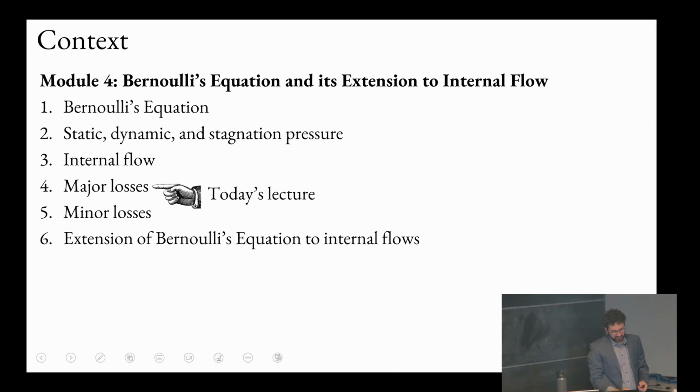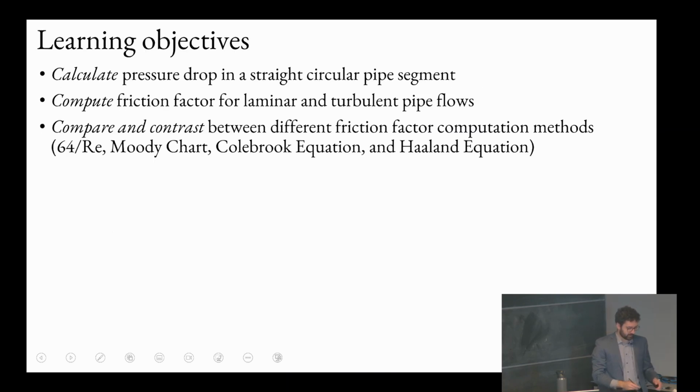Today we're talking about major losses. The goal of today's lecture is to be able to calculate pressure drop in a straight circular pipe segment, compute the friction factor for laminar and turbulent pipe flows, and also talk about a bunch of different methods that we can use to compute that friction factor. I'll go over what these are and where you should use them, what you should use for your project, and what you should use for your final exam.